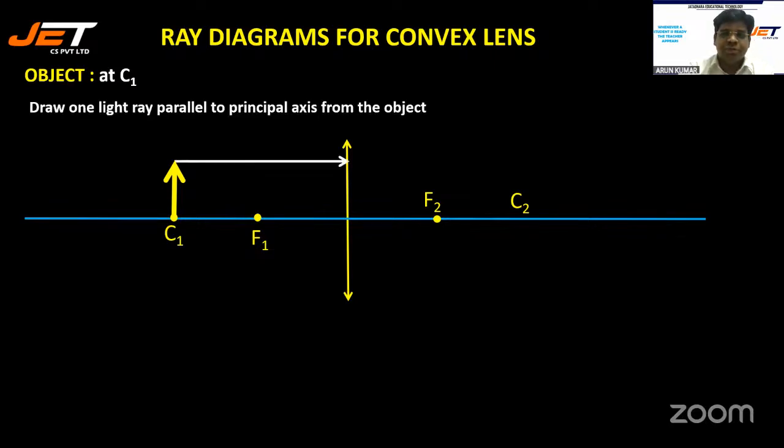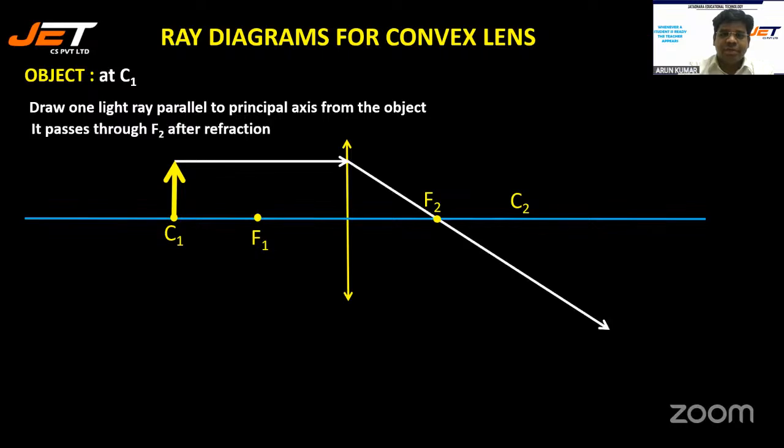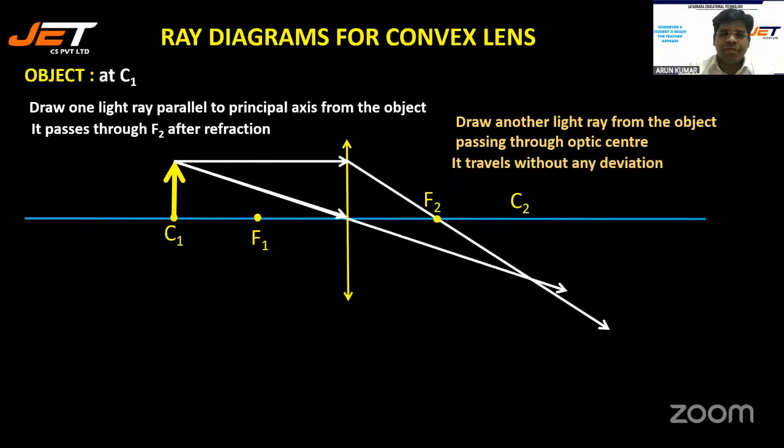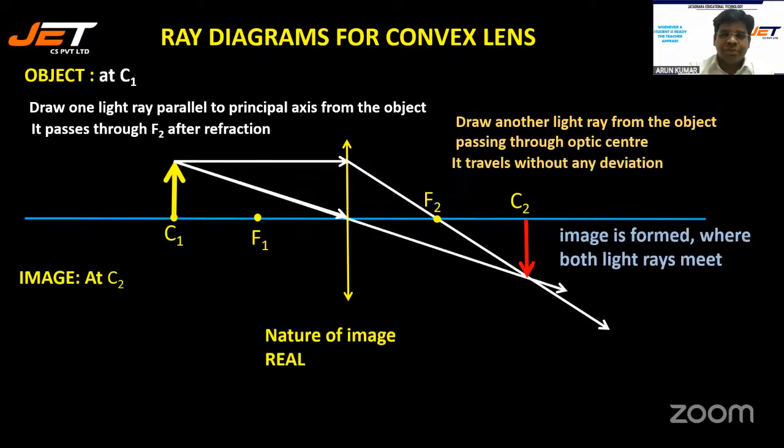That's at C2. So let me be very quick. Here is the first ray, parallel to principal axis. The other ray through optic center goes undeviated. Intersection of these two is at C2. So nature of the image is real, inverted, and same size as that of the object.